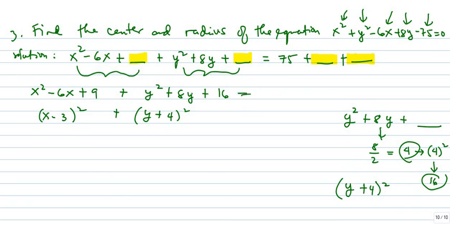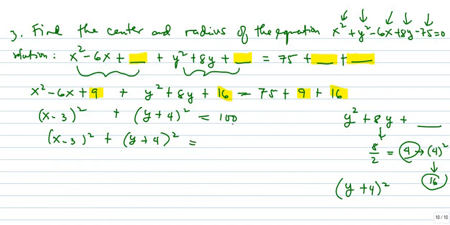And then equals, since we add 9 and 16 to this side, so on the other side, that is 75 plus 9 plus 16. Because we add 9 and 16 on this side, we will also add 9 and 16 to the other side. So that is equivalent to 75 plus 16 plus 9. 16 plus 9, that is 25 plus 75, that is 100. Therefore, this one is x minus 3 squared plus y plus 4 squared, that is equivalent to, we make this one a square, square root of 100, that is equivalent to 10 squared.